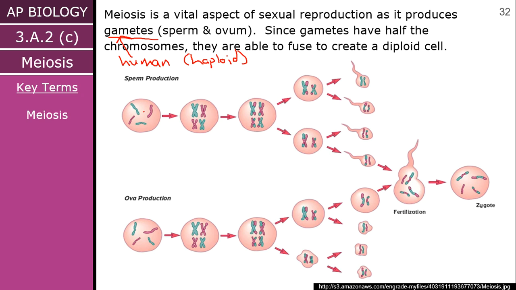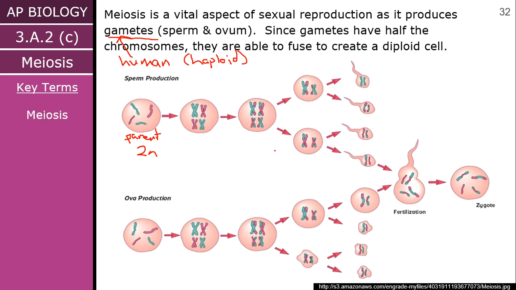Okay, so what we have to do is take a parent cell, like this right here. So this is a parent cell. I have to take that and turn it into a haploid cell. So this is diploid. Okay?